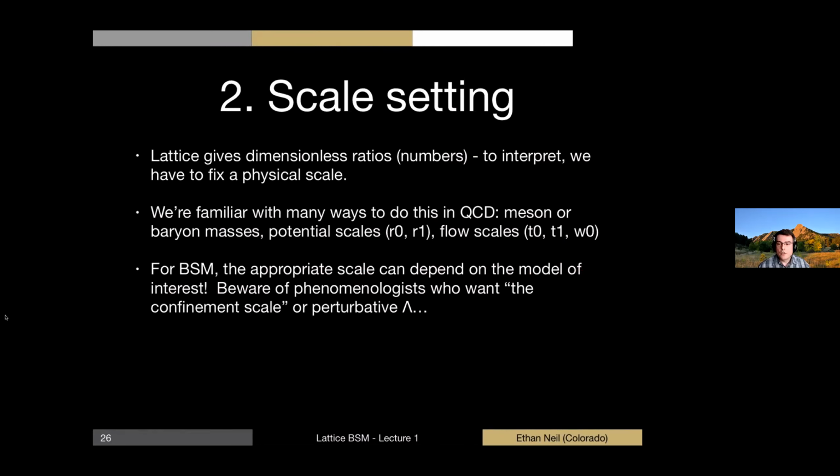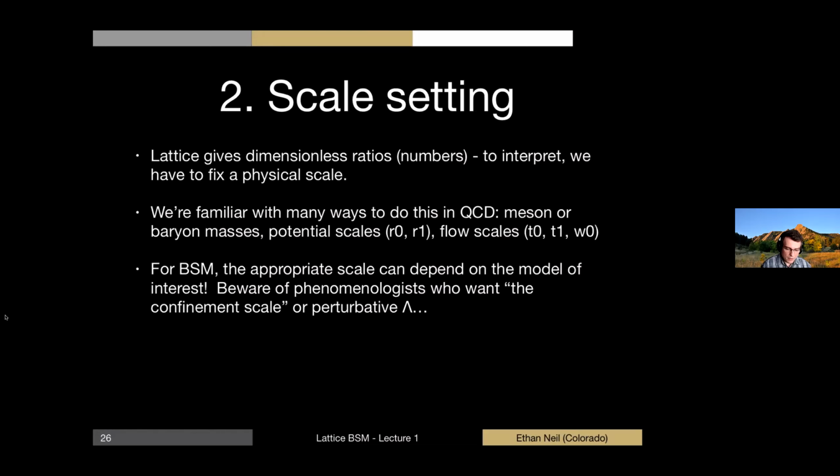Like if you're matching on to a composite dark matter model, the dark matter is, say, one of your baryons, almost certainly that's the particle you want to use to do scale setting, because that's a natural scale that you're most interested in. And in terms of presentation, you have to be ready to present your results in terms of whatever the appropriate scale is for the BSM theory.